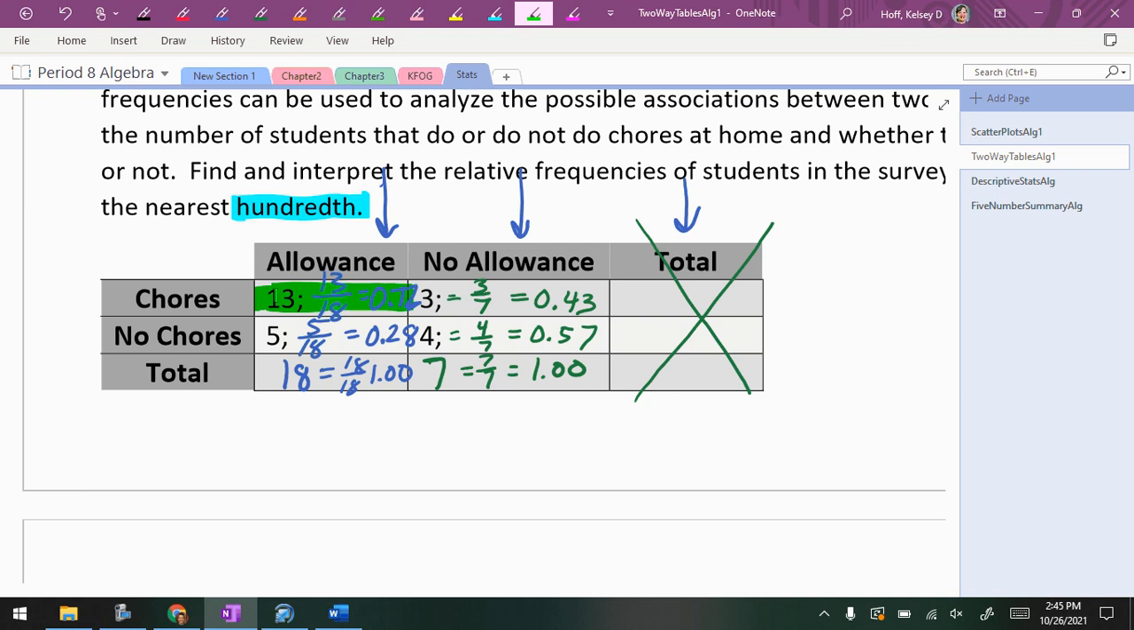If I said, out of the kids that don't receive the allowance, the majority of them don't do chores. Out of this column, what's the higher frequency? 0.57, right? So most of the kids that don't get an allowance also don't have to do chores.